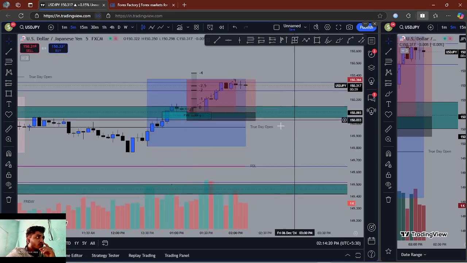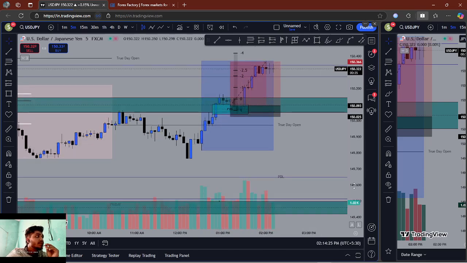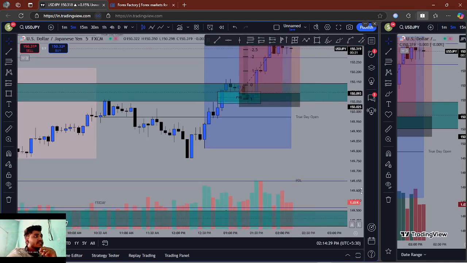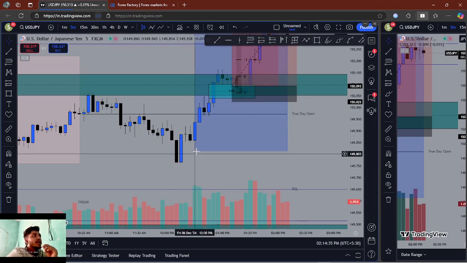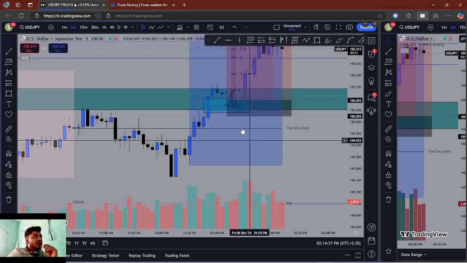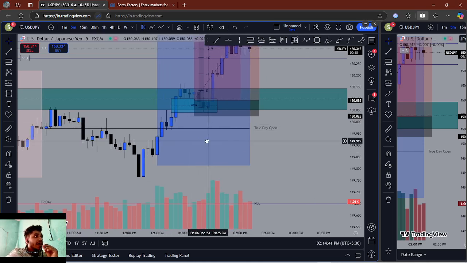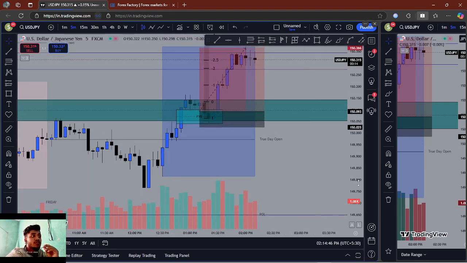So I was waiting for 12:30 Indian Standard Time, the London session open. Here, as you can see, price went inside this order block. This is the 5-minute time frame, and price pushed higher. When price came here, I was ready to sell the market, but I didn't get any 5-minute time frame structural shift from here.